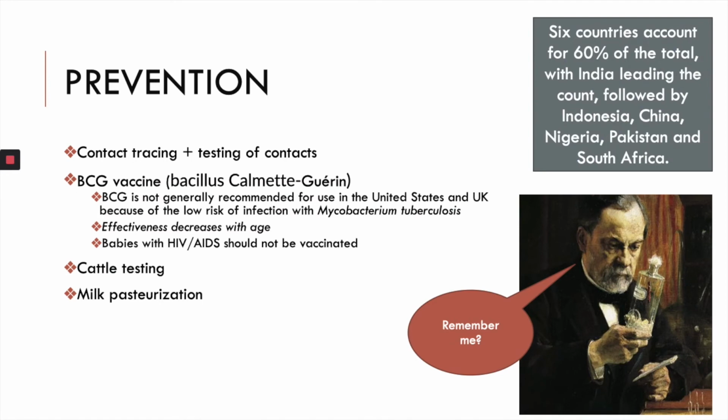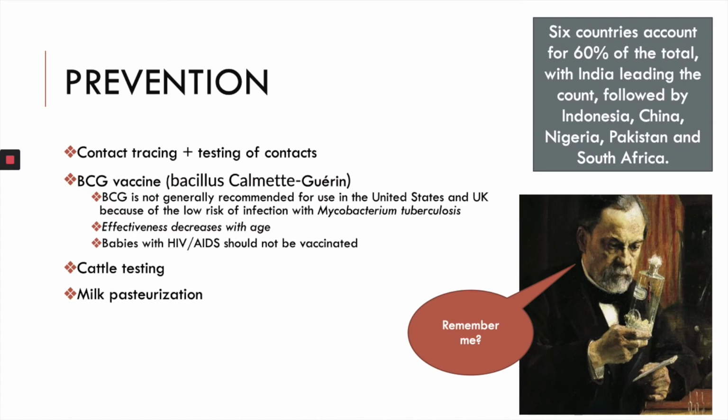Prevention. Contact tracing and testing of the contacts would be beneficial because more often than not, there is a high probability that the person who has tuberculosis has infected those they are surrounded with. The BCG vaccine, which uses Bacillus Calmette-Guerin, is not really recommended for use in the United States and UK because of the low risk of infection, but its effectiveness decreases with age. So if a person is older, it might not be as potent compared to younger kids. But babies with HIV or AIDS should not be vaccinated at all.